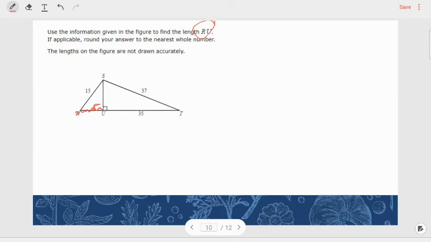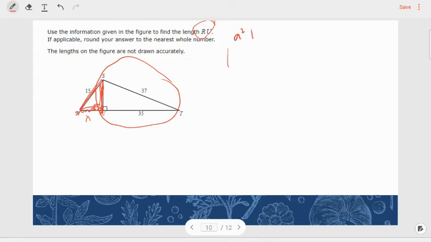Well, if I only knew what this length was right here on this small triangle, I would be able to find that one missing length. But I don't know what it is, and I can't use just one side length to find it. So I'm going to use my bigger triangle to find this little length and use it to find that tall length. So we have the following setup.